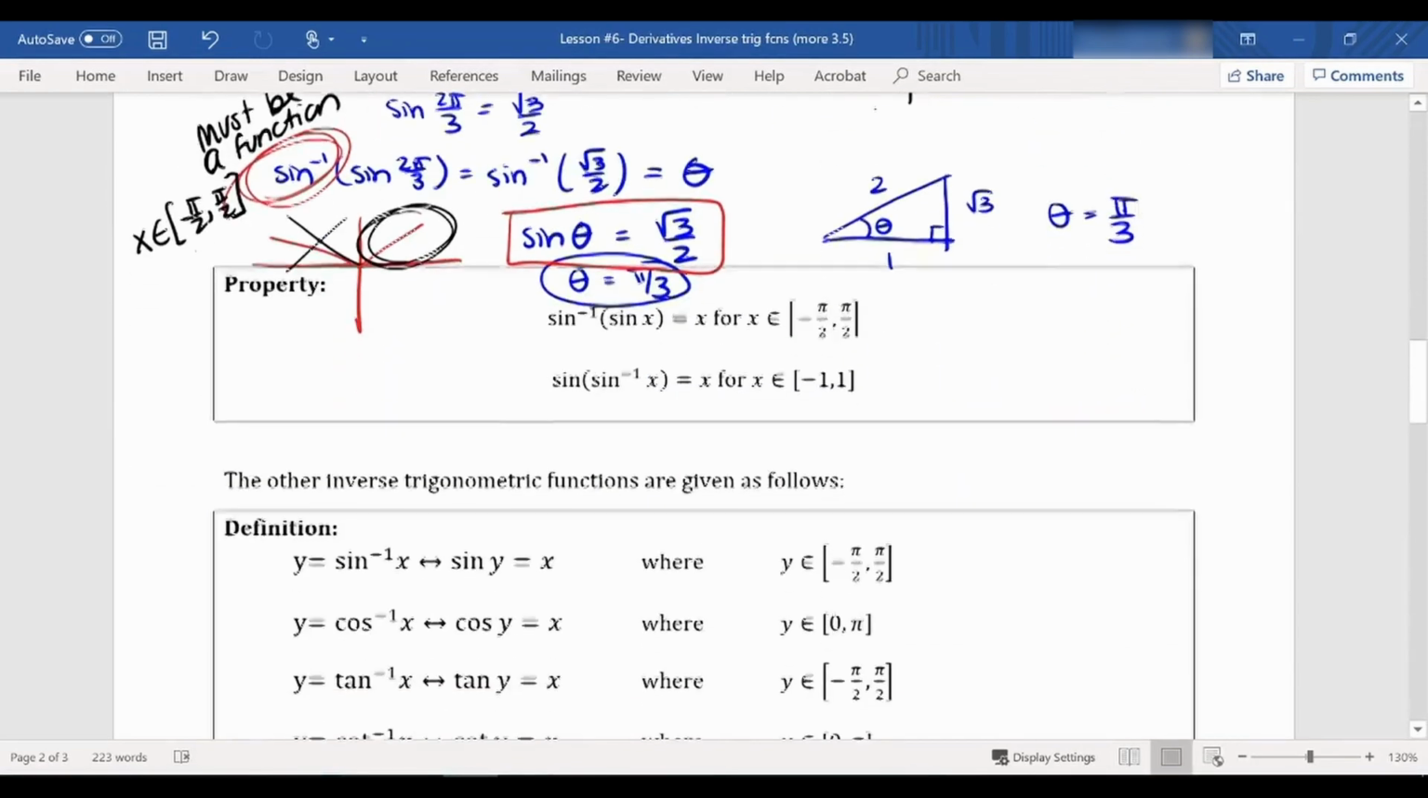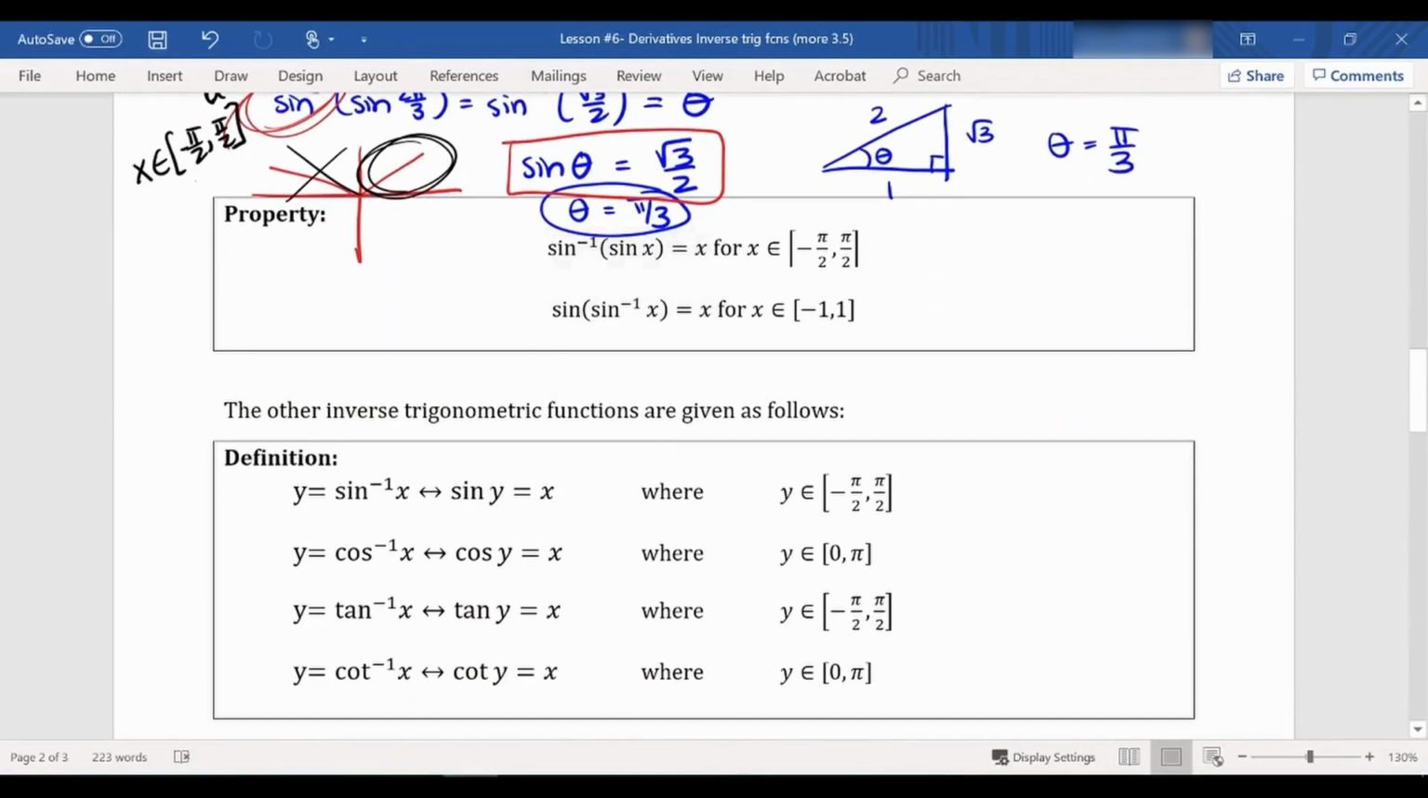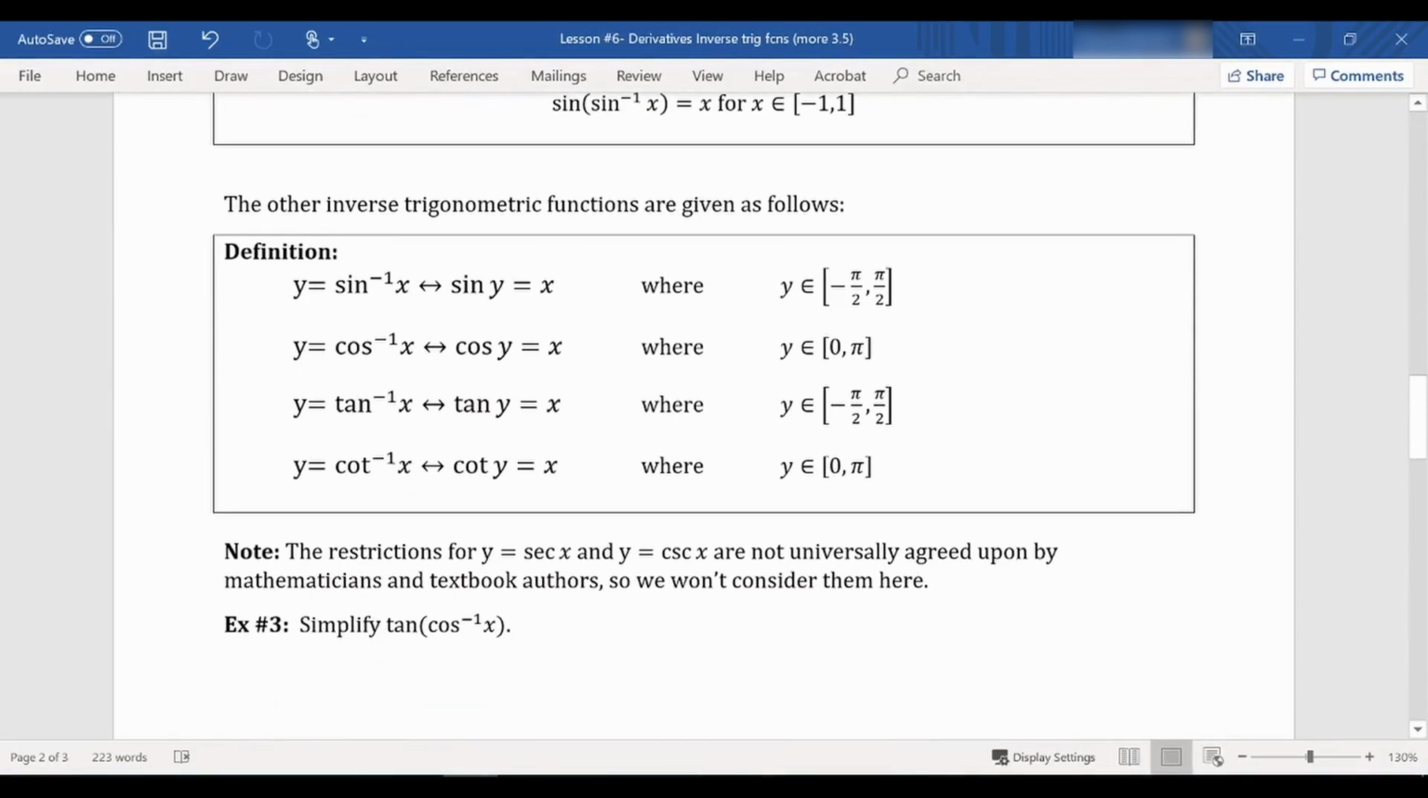All right, now this domain issue comes up with the other trig functions as well. So we've got inverse cosine, inverse tangent, and inverse sine. And here you can see what the restrictions on our domain are for those angles in order for these inverses to be functions. Now, secant x and cosecant x, you can see, are not here, and that's because they are not universally agreed upon. Usually, the questions that you will see are mostly inverse cosine, inverse tangent, and inverse sine. Even cotangent doesn't come up much.